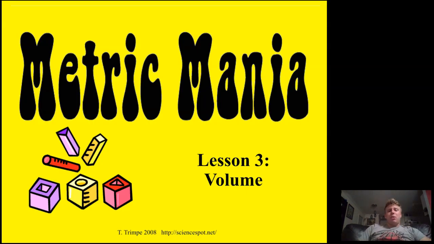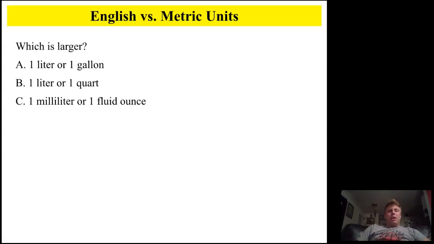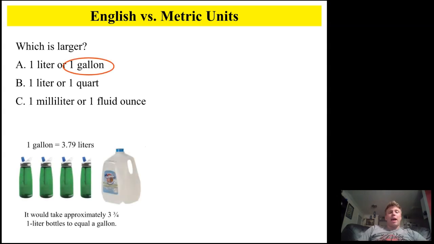The final part of the metric system is volume. We're going to start off with comparing the English to the metric system. Which one is larger, 1 liter or 1 gallon? If you said 1 gallon, you would be correct.